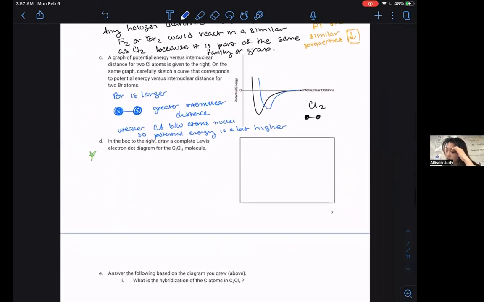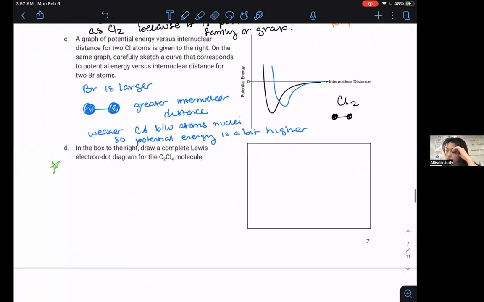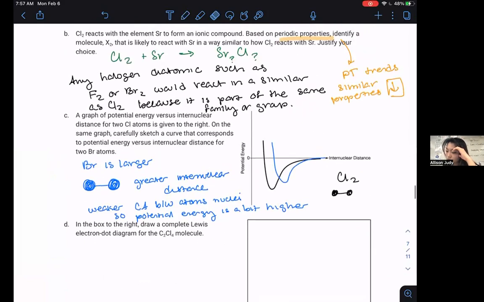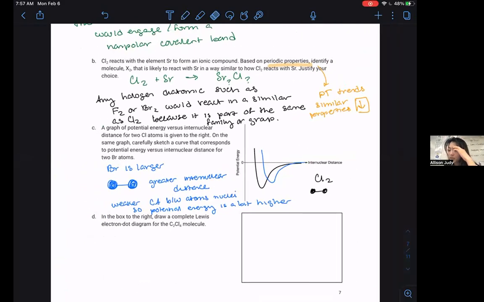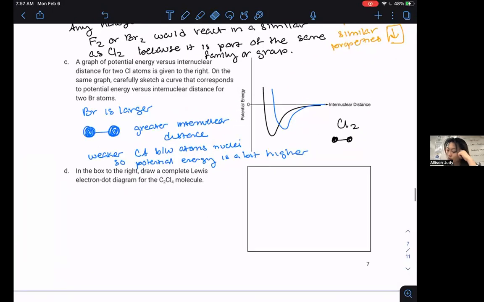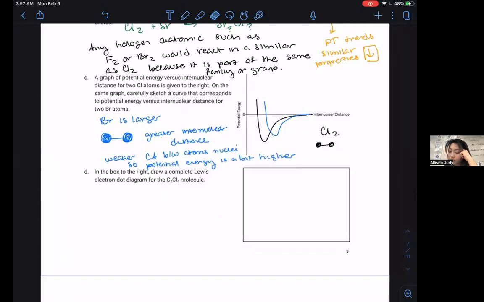So in this long FRQ, we've previously answered some questions about bonding and diatomic elements and the likelihood of another element of a similar family behaving in a similar way. And now we have, in the box to the right, draw a complete Lewis structure for C2Cl4. So remember, one of the tricks is that carbon is often your central atom.